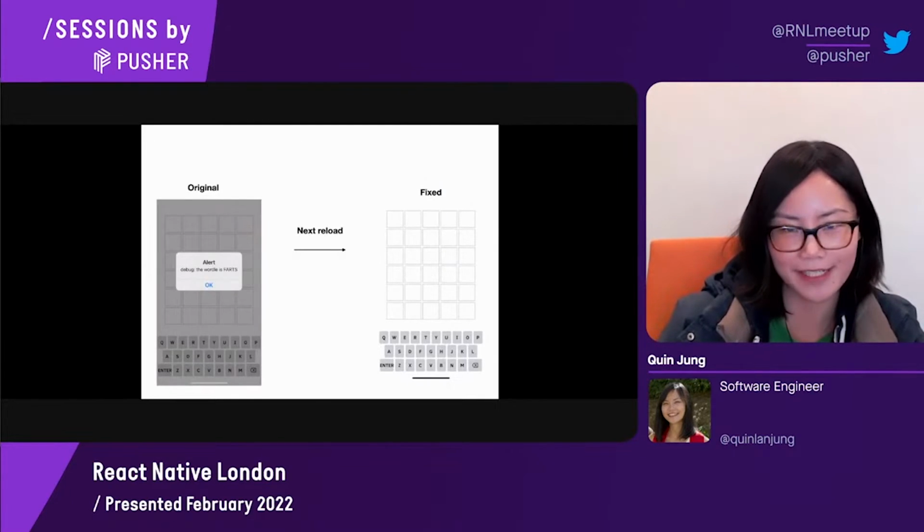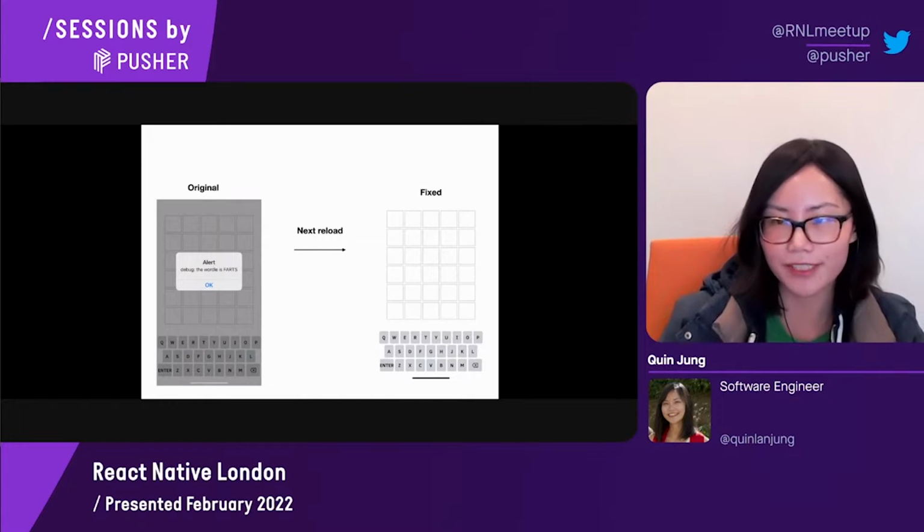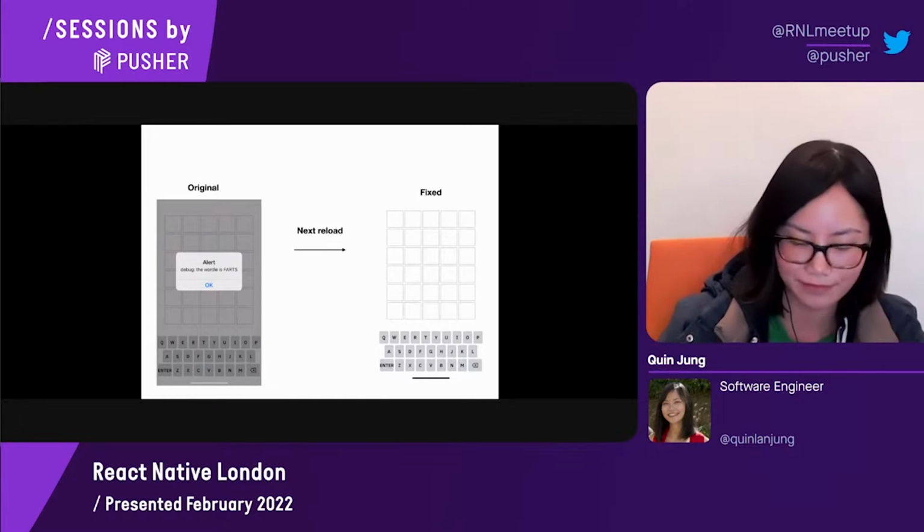And here's what the end user is going to see. They're going to download the buggy version from the store, and upon the next reload of their app, they're going to take in the new update and they're going to see the fixed version.